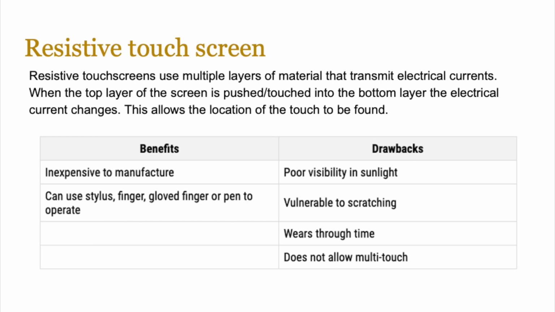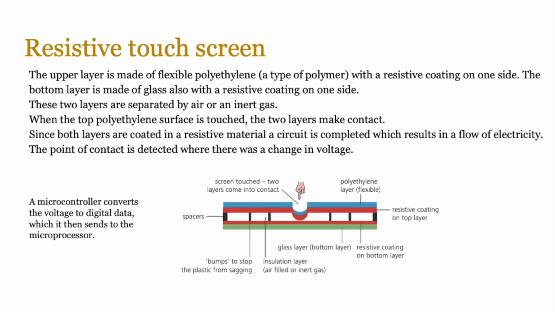Now the benefits are that it's very inexpensive to manufacture, and also we can use styluses, fingers, gloved fingers or pen to operate it because you're just pushing something. The drawbacks include the same as the infrared. There is very poor visibility in sunlight, it's vulnerable to scratching, it wears out over time, and it doesn't allow multi-touch. So how does it work?